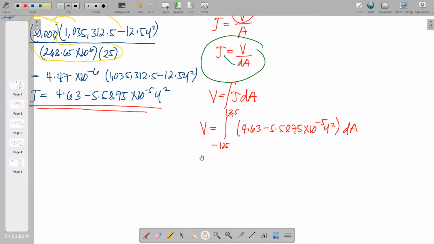So evaluating our integral of a constant is 4.63y. Okay, we use this as our limit and then minus, perhaps we can copy this.